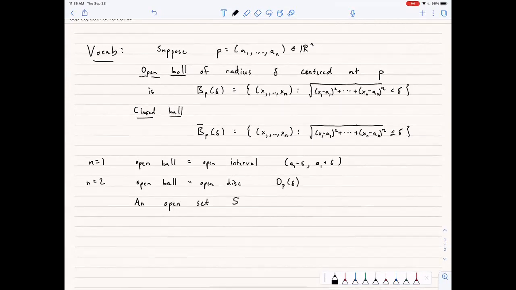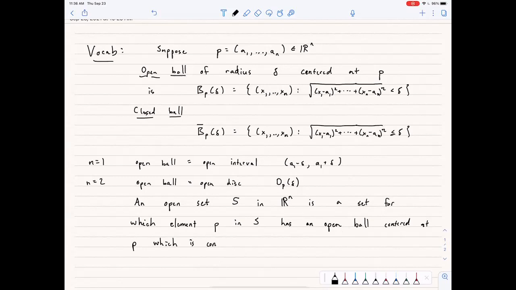Let's call it S in Rn. This is just a set for which every element, say P in S, has an open ball centered at P which is contained in S. Okay.